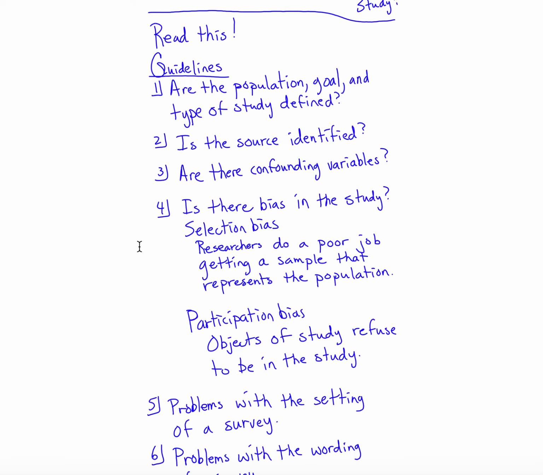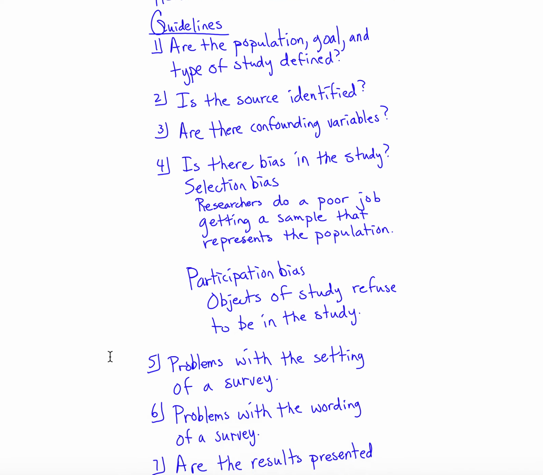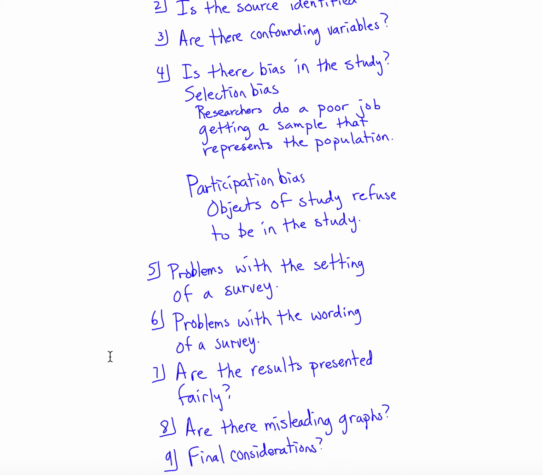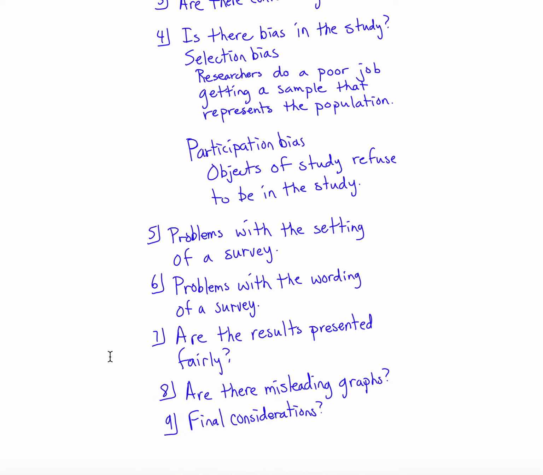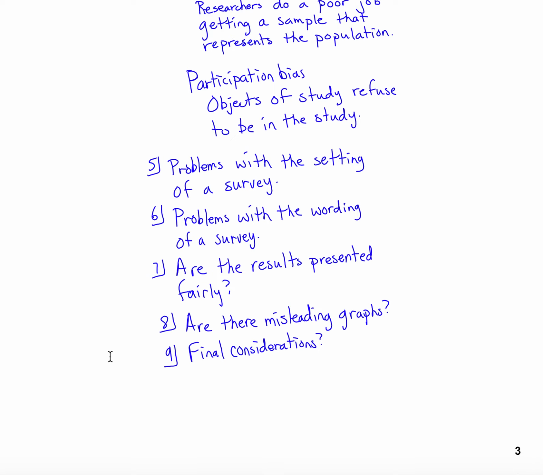There's selection bias of how you select for your population and sample, and participation bias of people who refuse to be part of a study, which is always fine. People can refuse to be part of a study. We'd like to try to reduce that a little bit, but that can happen. You should also look at how you set up the survey. There's problems with wording of surveys. You want to ask the question of the results present fairly. In other words, are they presented in a way that makes sense? Are there any misleading graphs? And any final considerations that you want to think about.